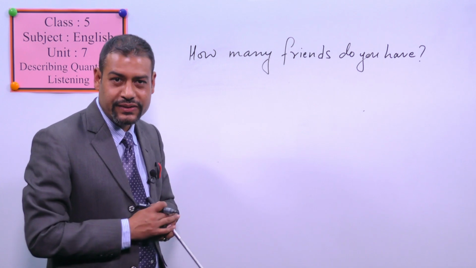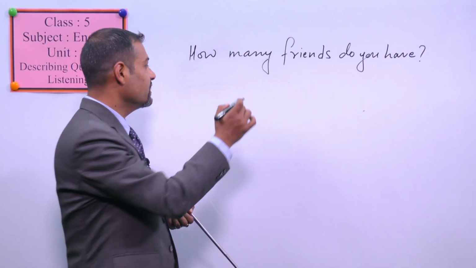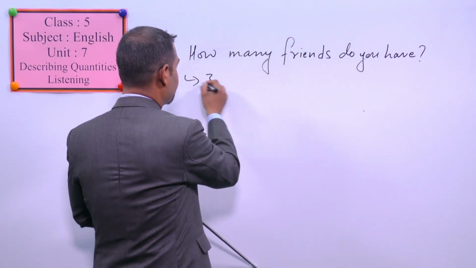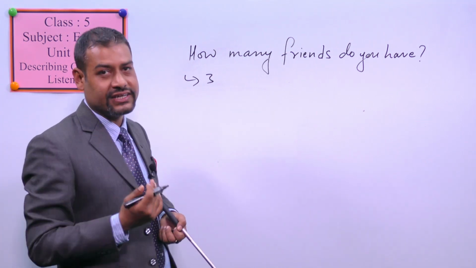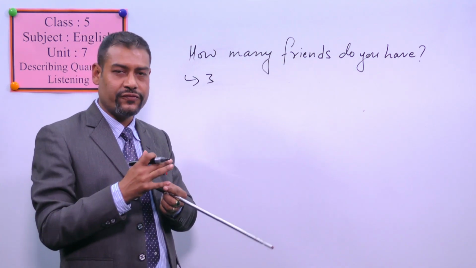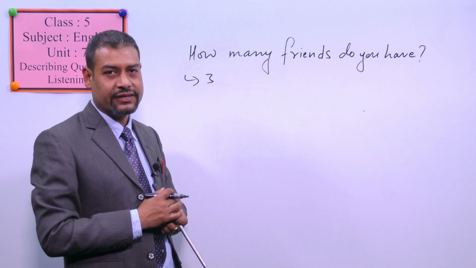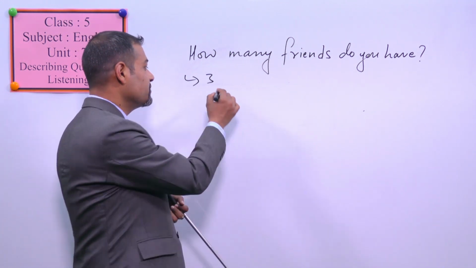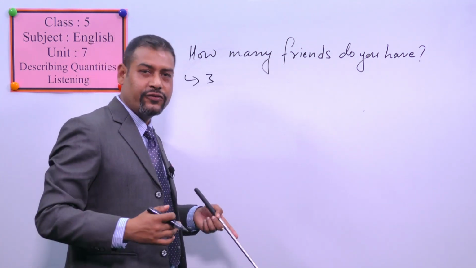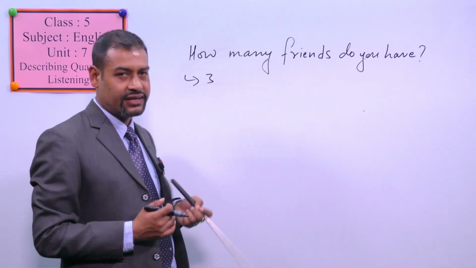So your answer will be, if you have 3 friends, you can say 3. Or you can say, I have 3 friends, because we can count friends. 1 friend, 2 friends, 3 friends. So if you have 5 friends, you can write down 5. If you have 10 friends, you can write down 10.